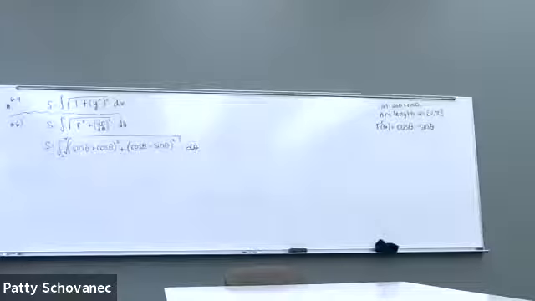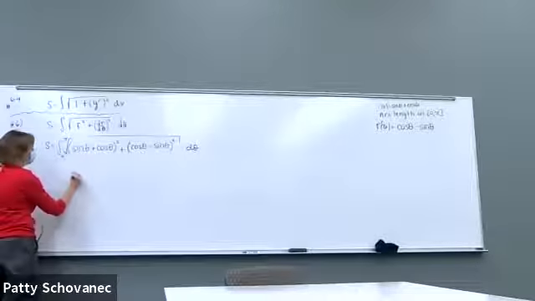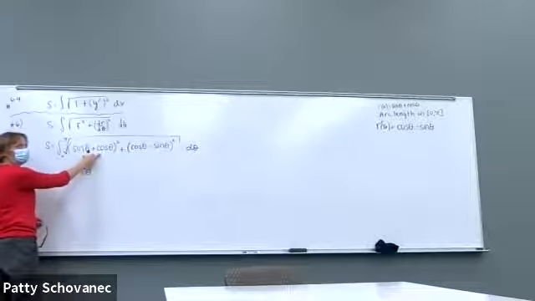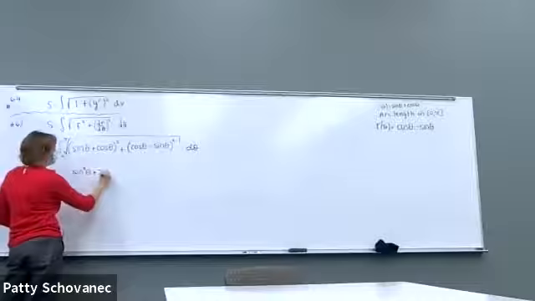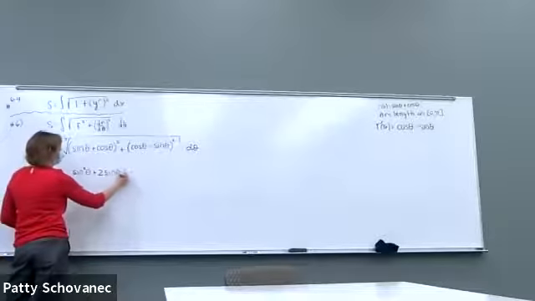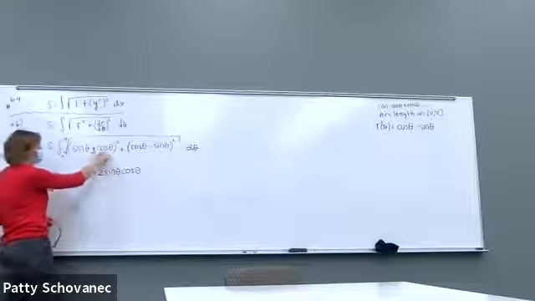There's the setup. Now comes the fun part. We're going to do all the squaring. When you square sine plus cosine, you're multiplying it with itself. So you're going to FOIL it out and get 3 terms. You'll get the first term squared. You're going to get 2 times the inner product, so you get 2 sine theta cosine theta, and it'll be plus. And then you'll get the last term squared.